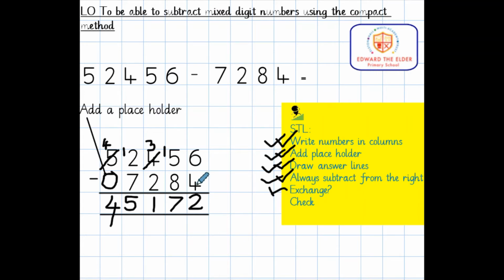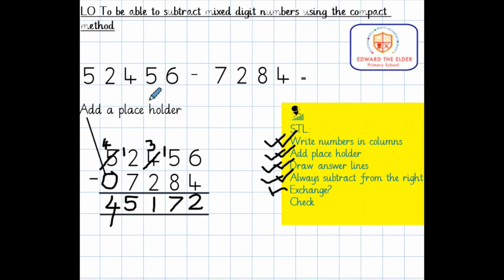6 subtract 4 is 2. 5 subtract 8. I knew I couldn't do it, so I had to exchange from the hundreds column, which gave me 15 subtract 8, which equaled 7. In my hundreds column I now have 3 subtract 2, which equals 1. In my thousands column I had 2 subtract 7. I knew I couldn't do this, so I exchanged from my 10,000s column to give me 12 subtract 7, which equals 5. My 10,000s column, 4 subtract 0 equals 4.